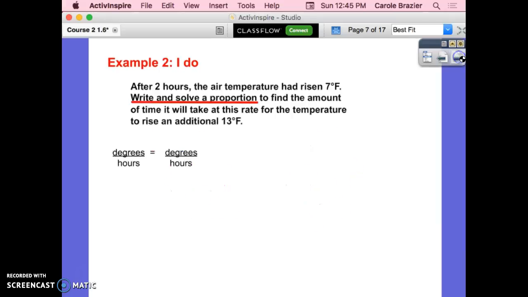Okay? This next one, I'm telling you how it needs to be set up. You just have to put the numbers into place. So after 2 hours, the air temperature had risen 7 degrees. So right away, it gives me my degrees and my hours. So 7 degrees over 2 hours. That's how I want it set up.